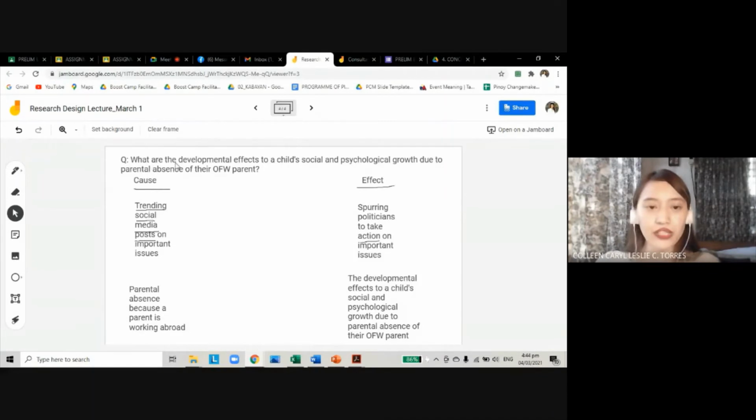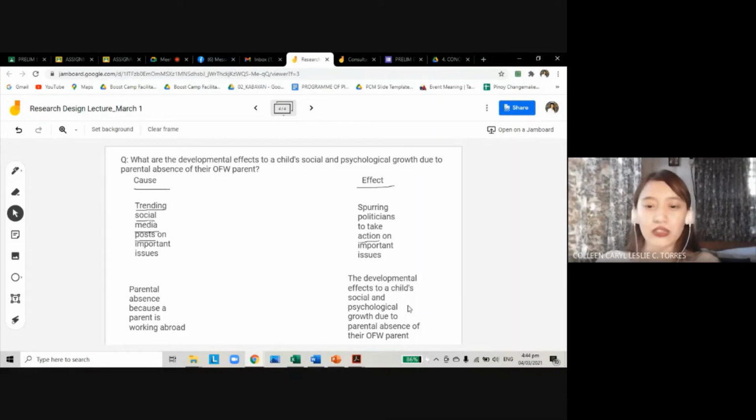Okay. Now, so yeah, what are the developmental effects to a child's social and psychological growth due to the parental absence of their OFW parent? I think mas klaro na siya nga question, pero dili ko sure if mao ni ang gina-try o determine sa group. And in any case, this is just an example na. So, since that is what we're trying to determine, here we see the developmental effects to a child's social and psychological growth due to parental absence of their OFW parent. Where ni siya ang effect, no?